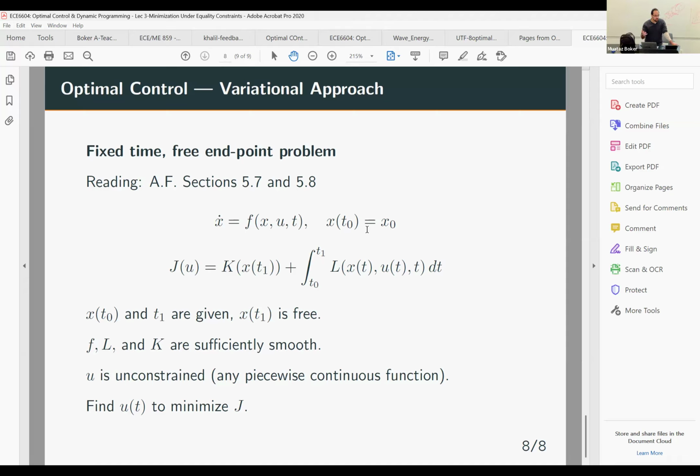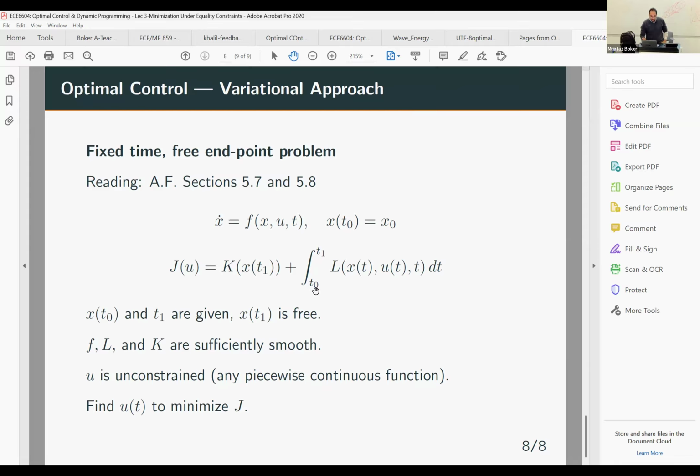Initial conditions are known. So the initial conditions of the system are given and known, right? We want to minimize this cost function, J, a function of essentially u, but also it's a function of other things, right? It's a function of x, obviously, and t, right? But our interest is in u, okay? So J of u is equal to a function of x at t1.